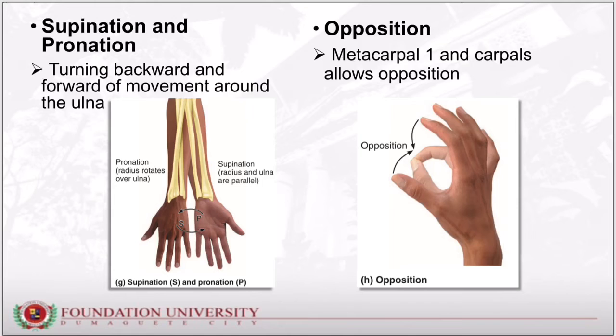The last special movement is opposition. Metacarpal 1 and the carpals allow opposition. This is where you move your thumb to touch the tips of the other fingers on the same hand.